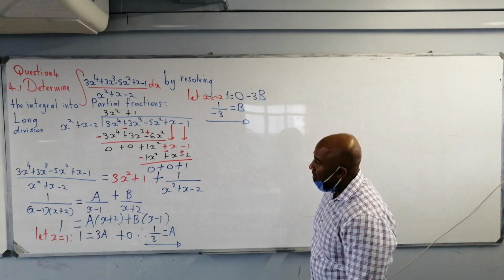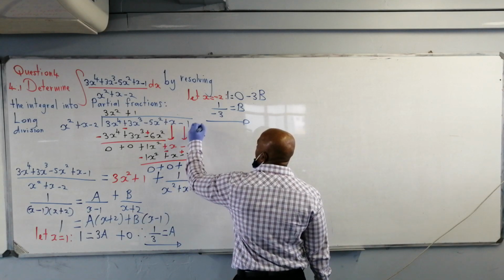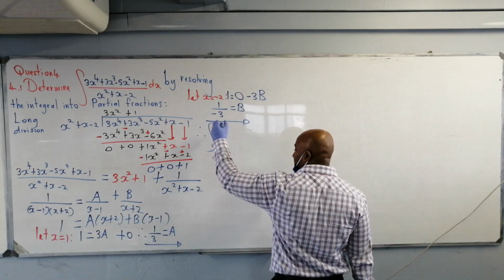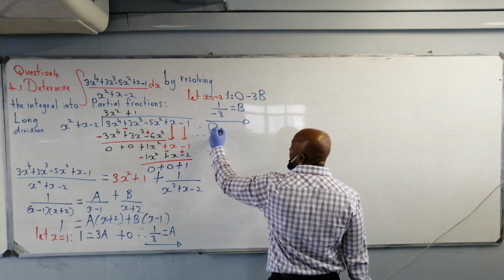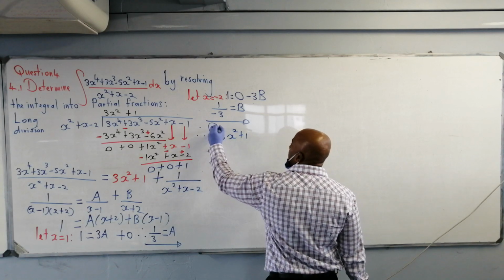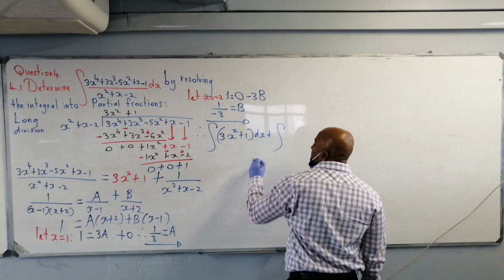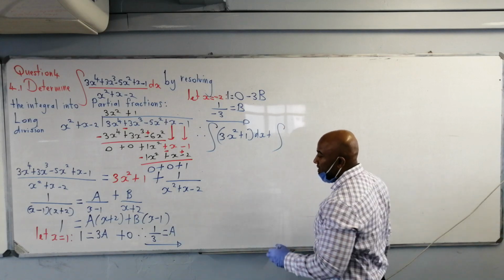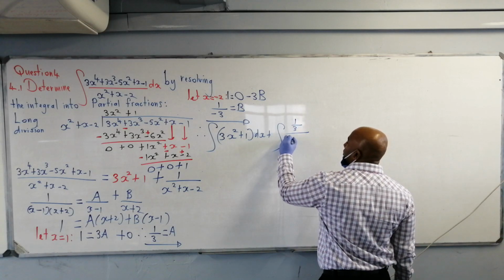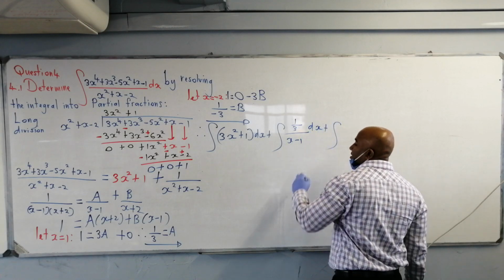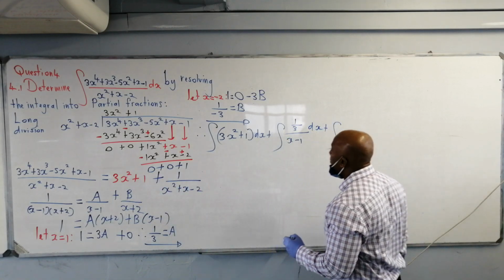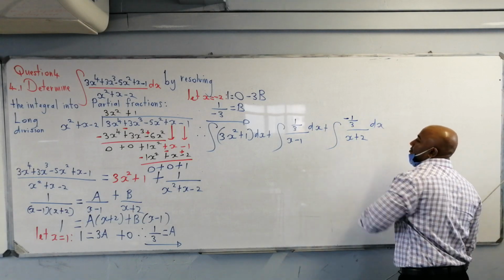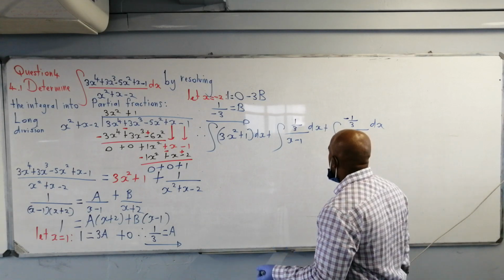Alright, so now we need to integrate everything. So therefore, we are going to integrate this whole thing here. Let's go back to the one that we left out, which is 3x squared plus 1 plus 1 over this here, which is A over x minus 1, which is 1 over 3 over x minus 1, plus B over x plus 2, that is minus 1 over 3 over x plus 2. And now you integrate.